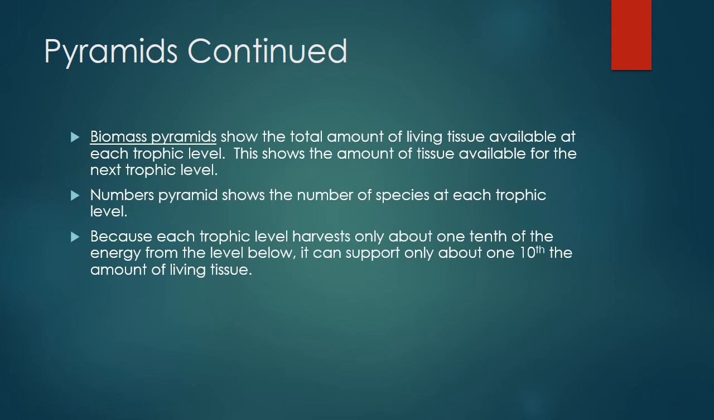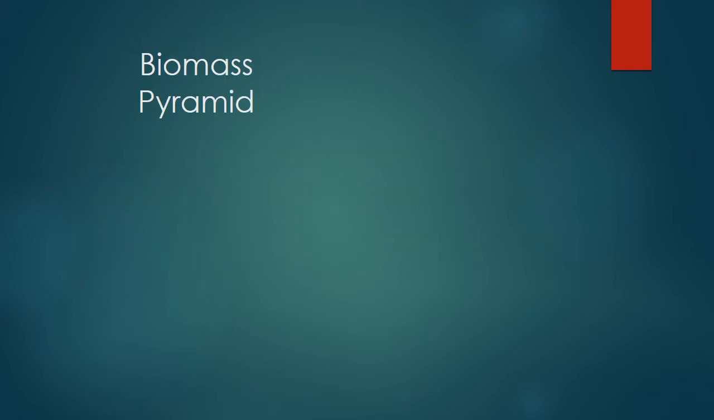Because each trophic level harvests only about 1/10 the amount of energy from the level below it, it can only support about 1/10 the amount of living tissue. And these, again, are averages. These are not exact amounts.